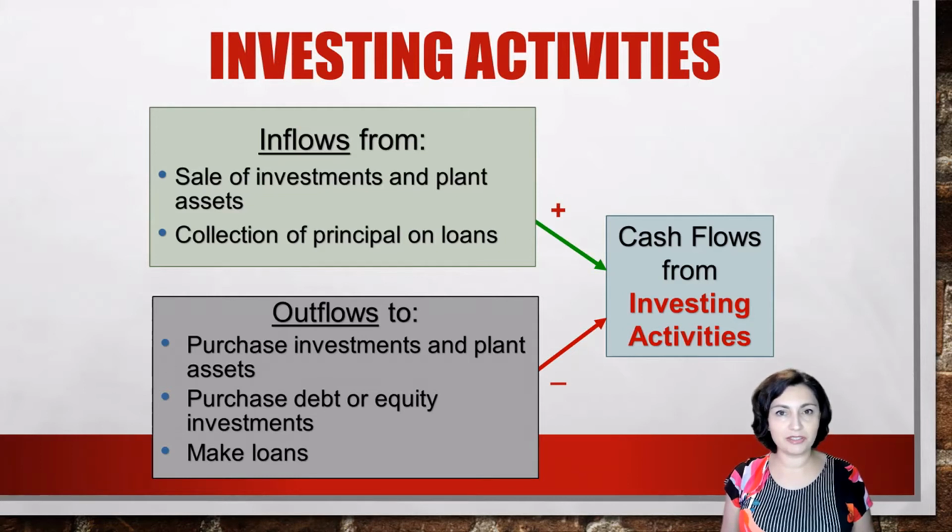The investing activities section includes cash inflows and outflows that result from the sale and purchase of fixed assets and investments. For example, if a company purchases a piece of equipment, it is classified as a cash outflow in the investing section. If a company has excess cash and invests it in the stock of another company, it is also classified as a cash outflow in the investing section. If this equity investment is sold in the future, it will be classified as a cash inflow in the investing section.